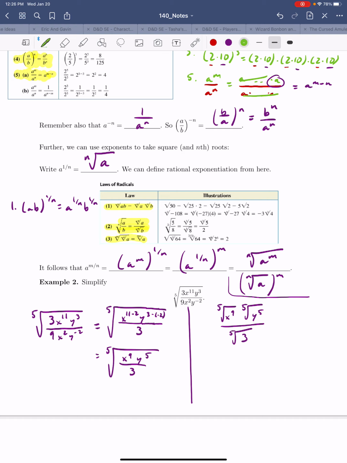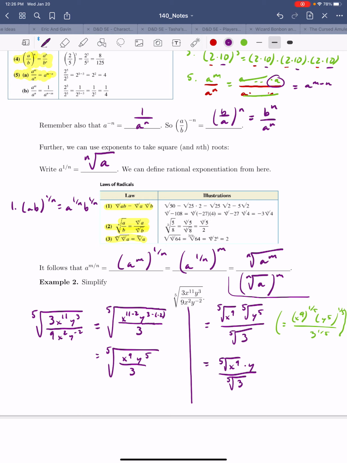Now, if that's out of nowhere, how did you get that? Well, remember, we could also write this as x to the 9th to the 1/5 times y to the 5th to the 1/5 all over 3 to the 1/5, if you prefer. Oops, sorry, I should have written an equal sign right there. Always write your equal signs. All right, you can keep it as the 5th root of x to the 9th if you want. 5th root of y to the 5th is just y. And then we can't really reduce the 5th root of 3.